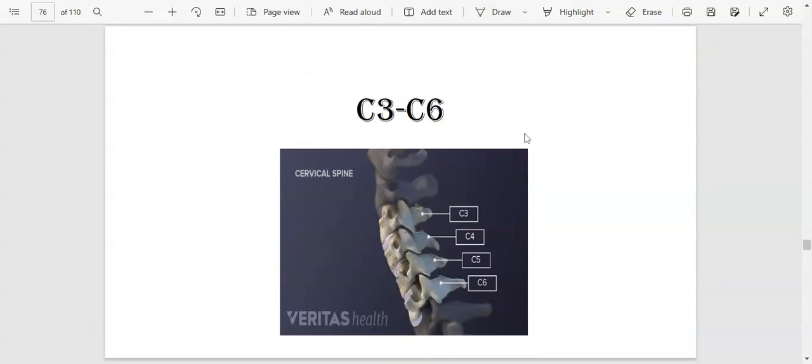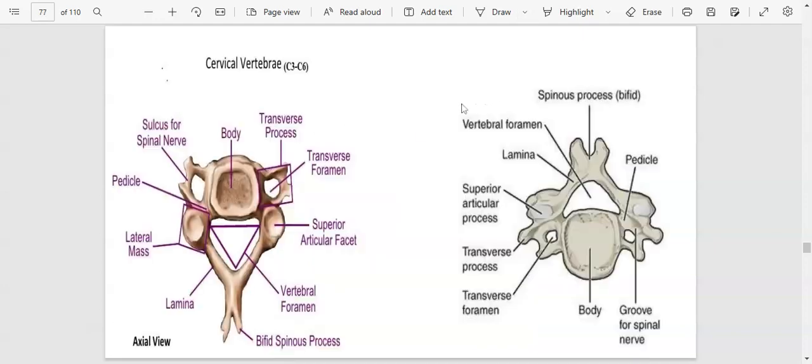We also have now C3 to C6, cervical bones number 3 to number 6. Those are more similar in shape, so that's why I classify them together. Okay, so this is how they get to look something like this.